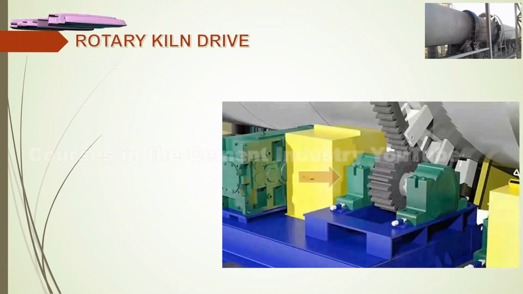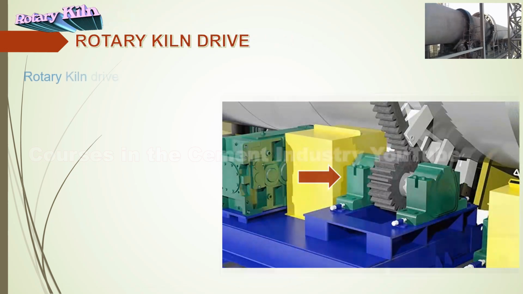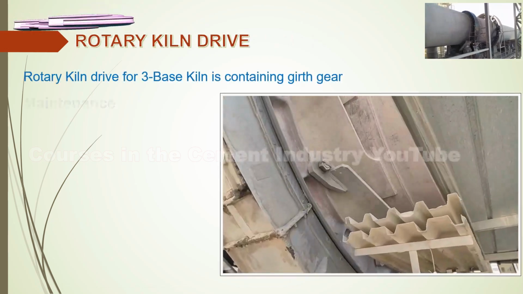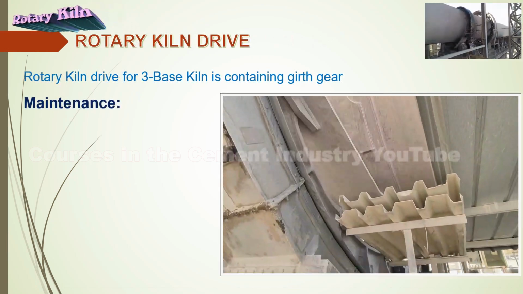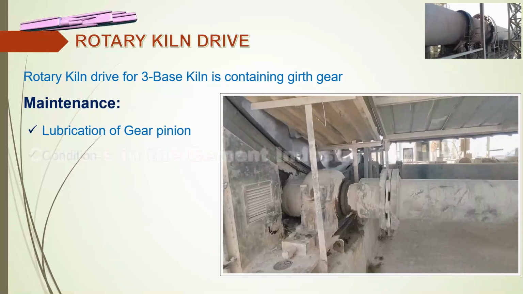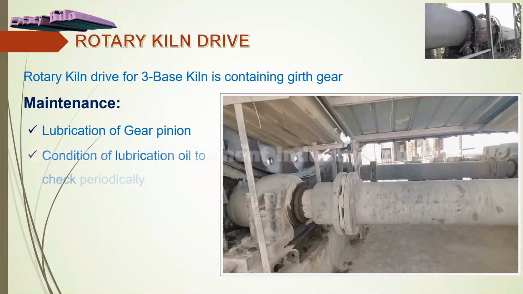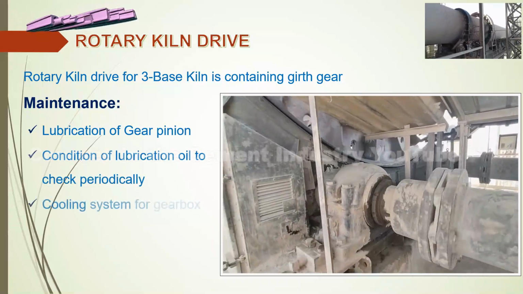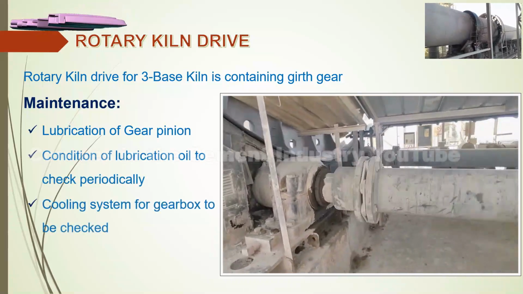Rotary kiln drive. The rotary kiln drive is for 3 bases, and the rotary kiln contains a girth gear. Maintenance. 1. Lubrication of gear pinion. 2. Condition of lubrication oil to be checked periodically. 3. Cooling system for gearbox to be checked.